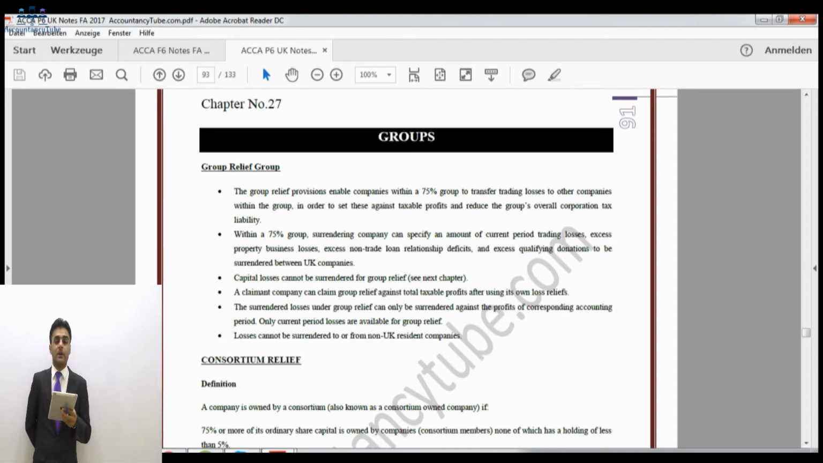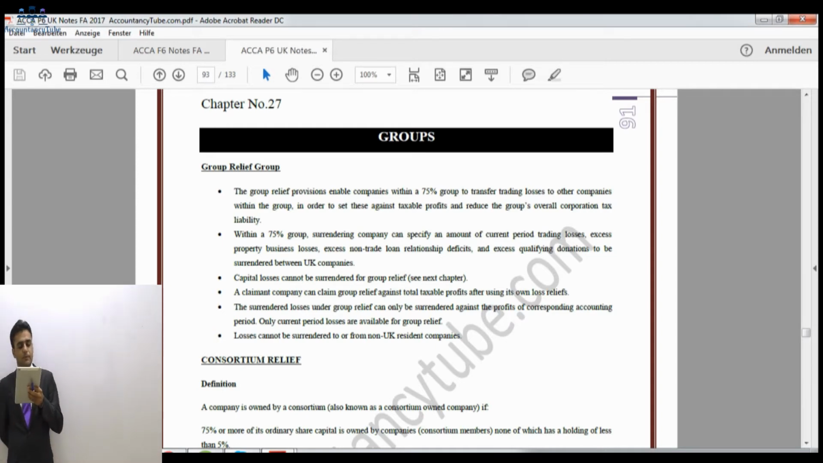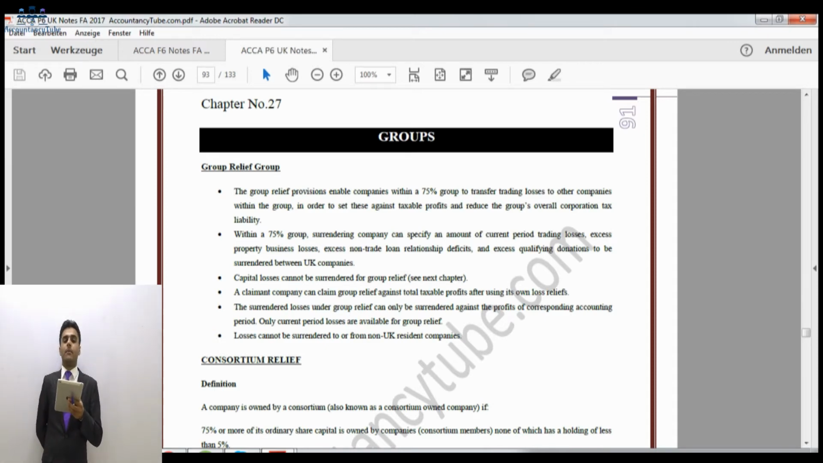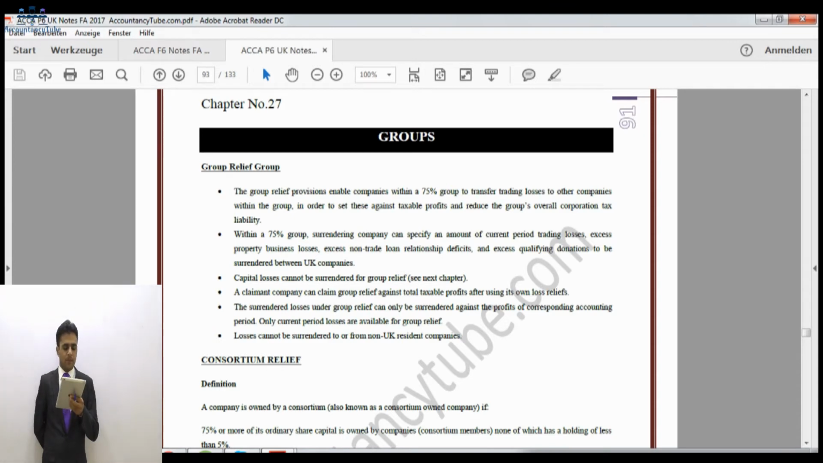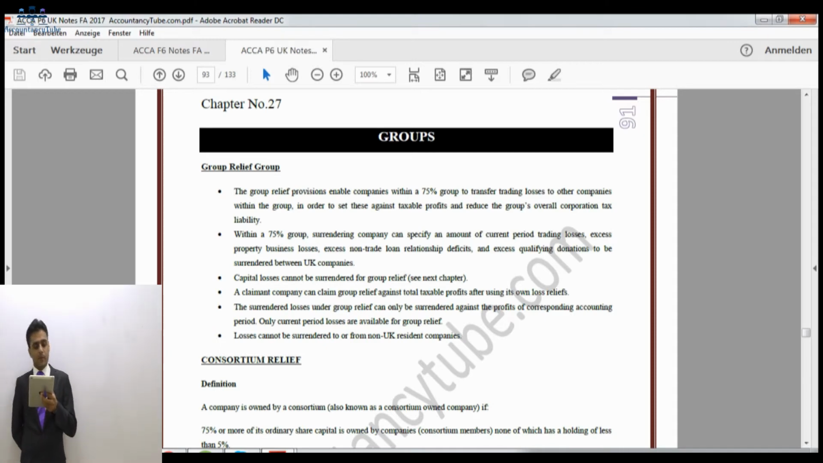All right. So if there is a different period, only the corresponding period can be set off. Only current period losses are available for group relief purposes. So it means that if there are any brought forward losses of a company, although that can be set off against its own profit, that cannot be set off against other group members. So only current period losses can be set off for group relief purposes. Brought forward losses cannot be set off for group relief purposes.